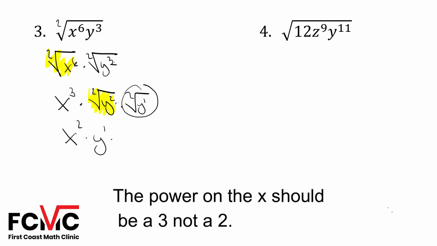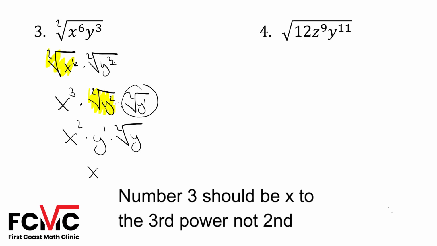I can't do anything here, so I'm just going to leave that as the square root of y to the 1st. So let me just clean this up a little bit. So I'm going to get x to the 2nd, y times the square root of y. Now this is my answer for number 3.